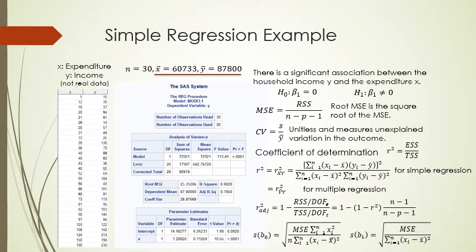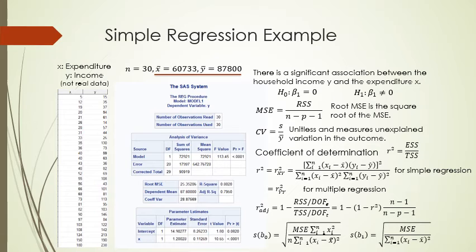There are several important model measures in the second table. The first one is root MSE. Root MSE is the square root of the mean squared error. The second one is the coefficient of variation, which is the root MSE divided by y bar. It is unitless and measures unexplained variation in the outcome.